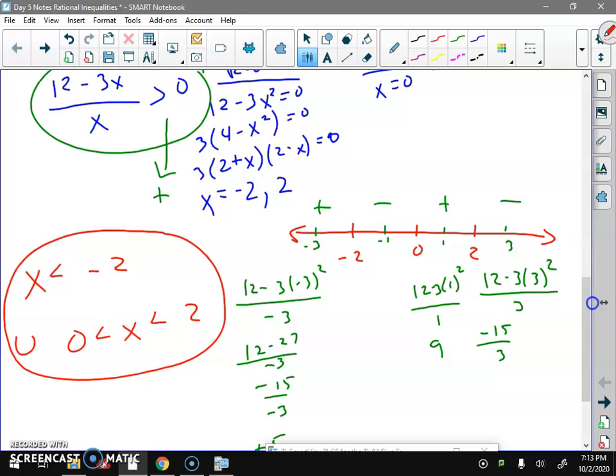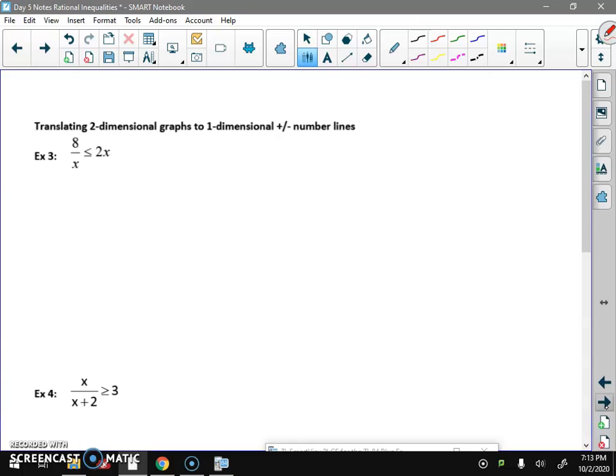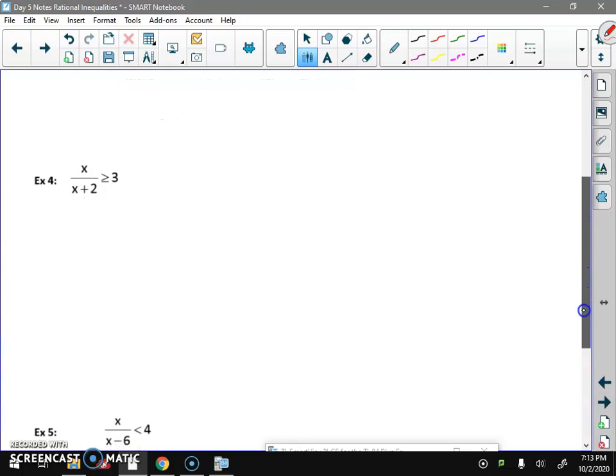A little different, but again, the same strategy, getting that plus minus line. All right, next example. Let's move to this one. We're going to do it analytically, then we're going to go graphically to the other one. Okay? So let's do this. x over x plus 2 minus 3 greater than or equal to 0.